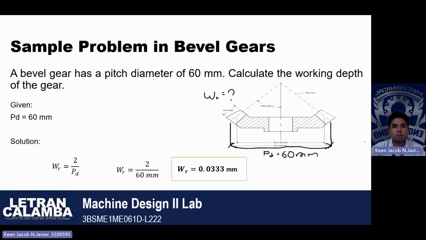So, sample problem in bevel gears. The first problem is: a bevel gear has a pitch diameter of 60 mm. Calculate the working depth of the gear. The given is the pitch diameter equal to 60 mm. Solution: in calculating the working depth, we have WR equals 2 over PD. Substituting the 60 mm to the PD gives us the value of the working depth of 0.03 millimeters. That's all, and thank you.